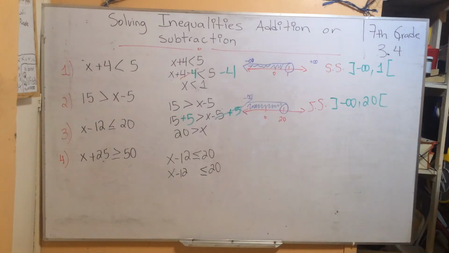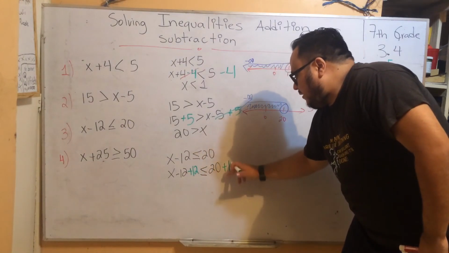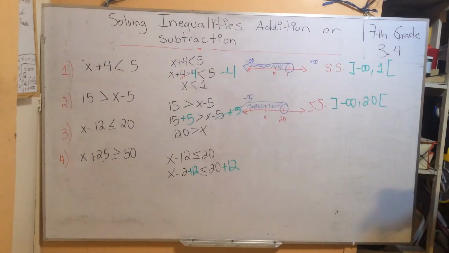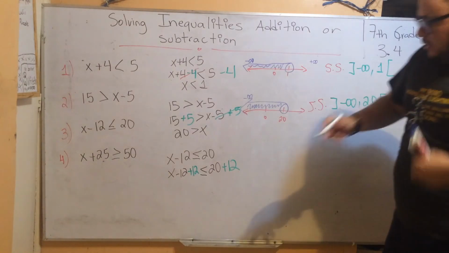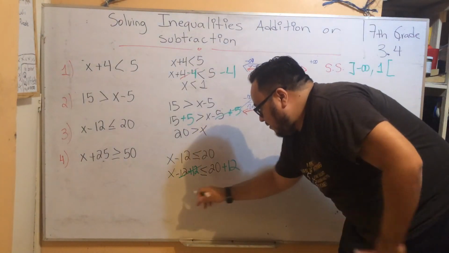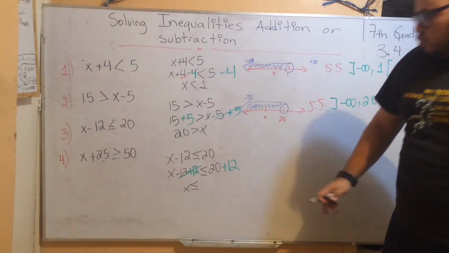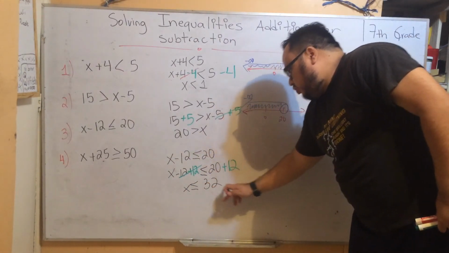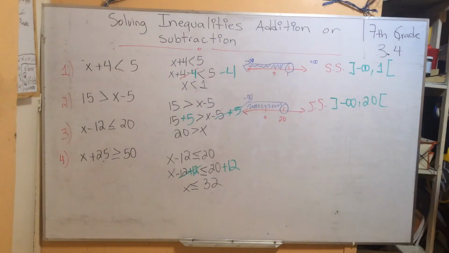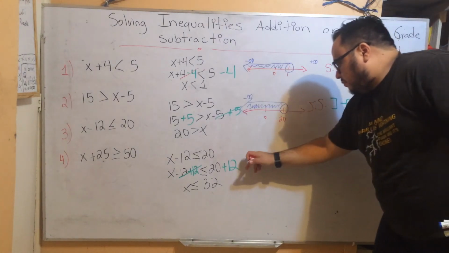Okay, so what do we do here? We're going to add 12 here, and we're going to add 12 here, because we're keeping balance, and this becomes 0. Then we have that x is less than or equal to 20 plus 12, 32. So we take this, x is less than or equal to 32, and we place it into our number line.